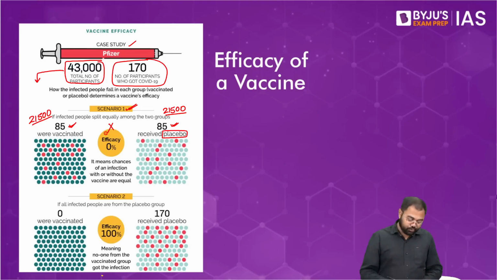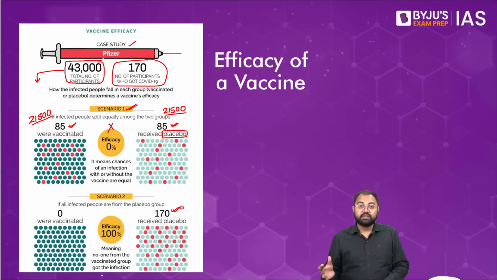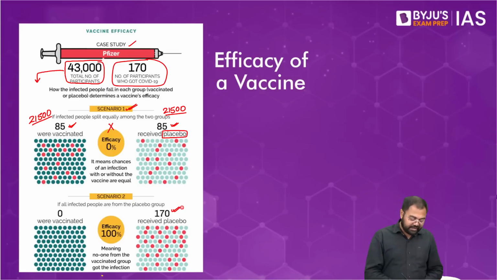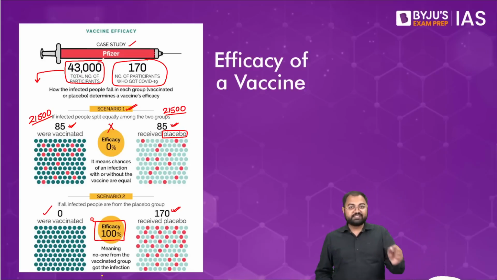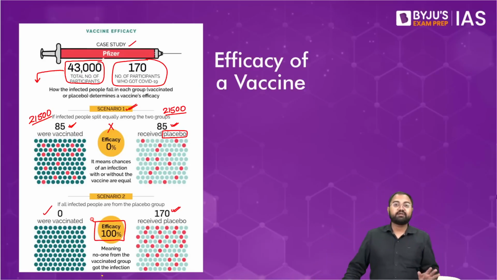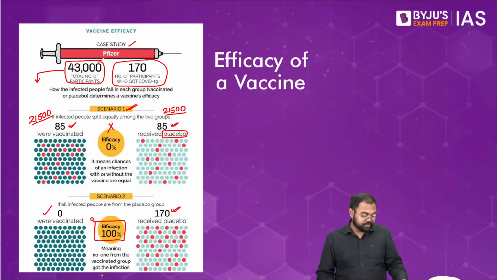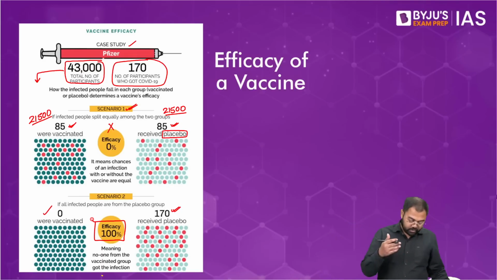Let's say scenario two, out of these 170, all 170 were the ones who received placebo, and none of them had actually been vaccinated. Then in that case, we'll say that the efficacy is 100%, because everyone vaccinated is not getting infected, and everyone not actually vaccinated is getting infected. So in that particular scenario, we'll say that the efficacy rate is 100%.